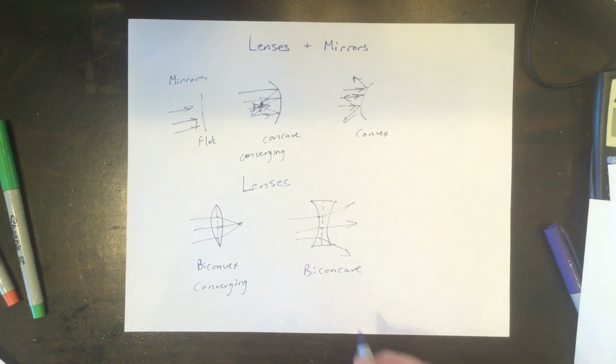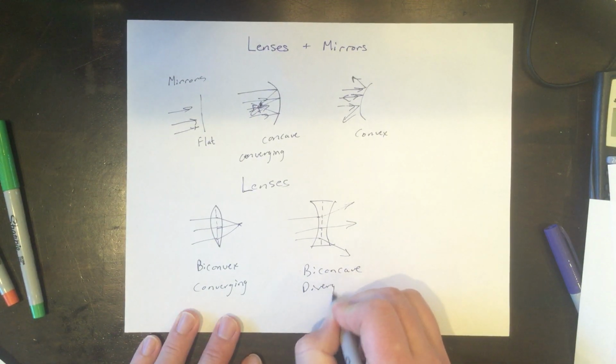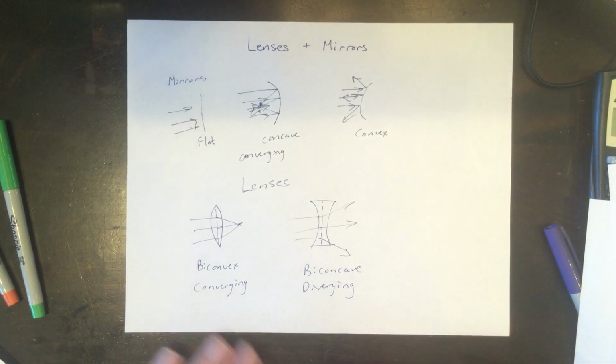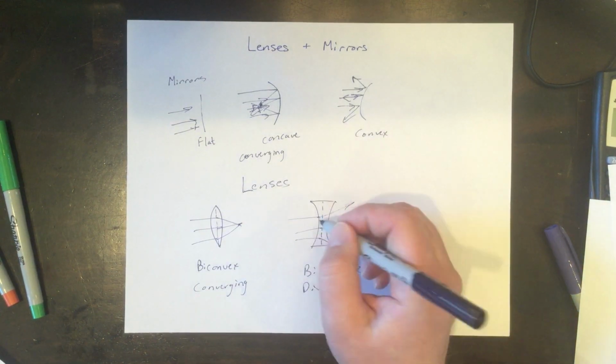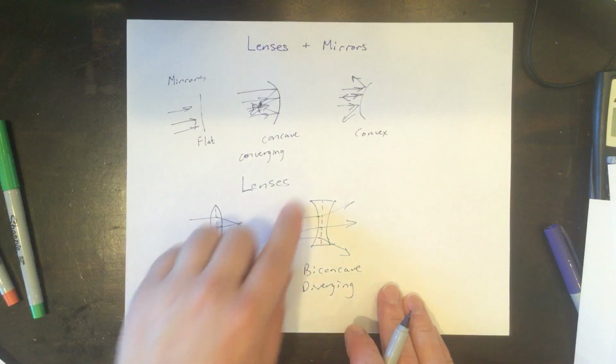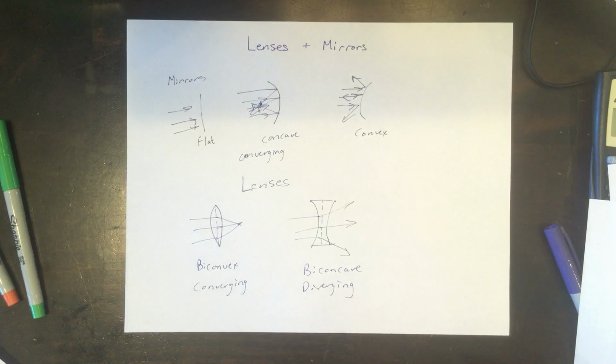This right here is known as a diverging lens, and it is a biconcave. Sometimes students have a hard time remembering, is it concave or convex? Think of it as a cave, right? When you go into a cave, there's like this opening. That's how I would remember.